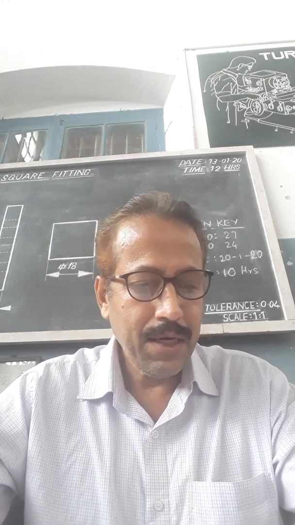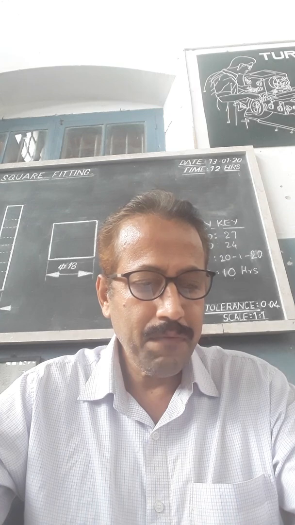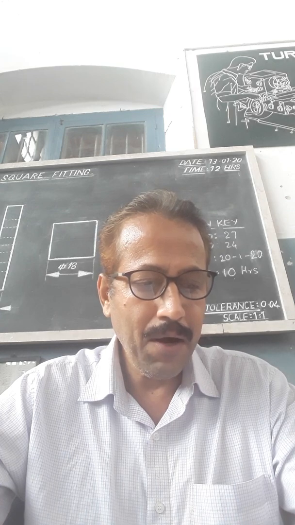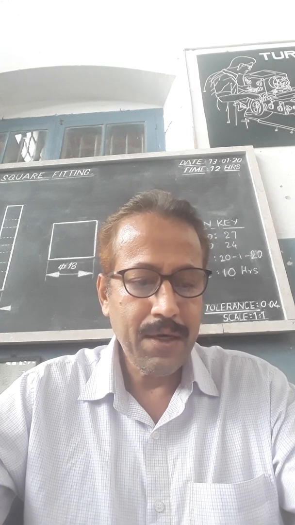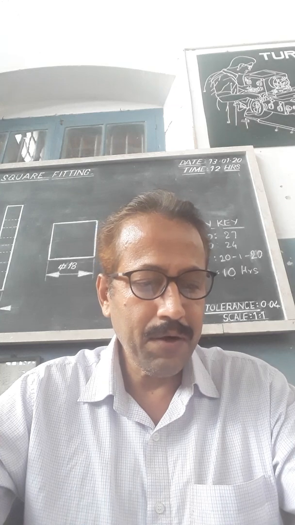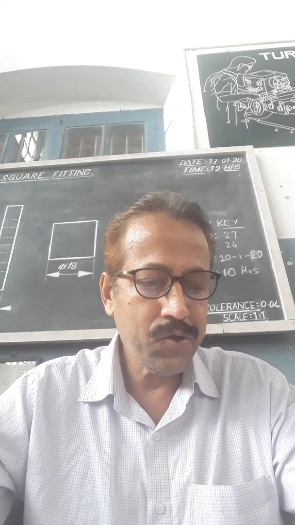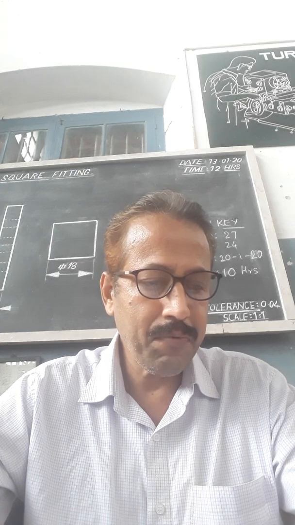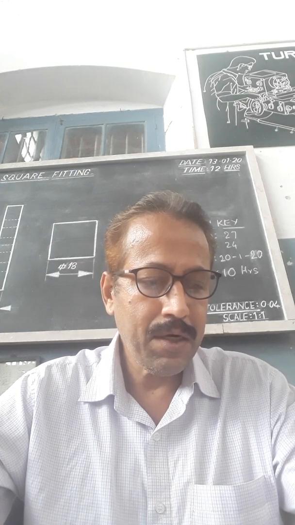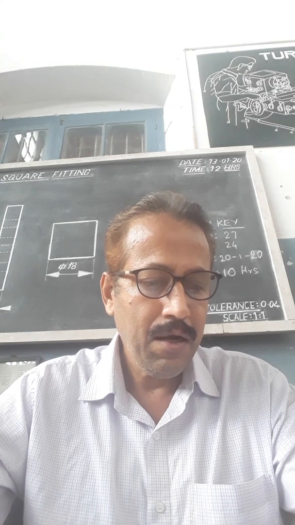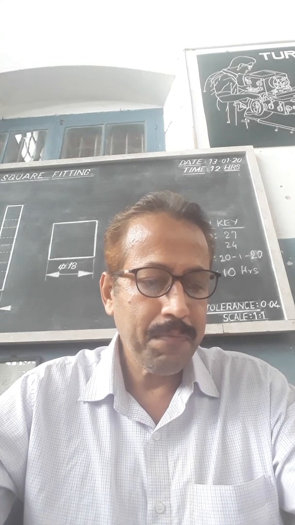Purpose: a key is an insert which is housed in the keyway to fit together a hub or a pulley to transmit torque. A keyway is provided on the shaft and also on the hub or on a pulley to connect together the conjugate parts by inserting the key in between. The key can be withdrawn at will to disengage the mating components.